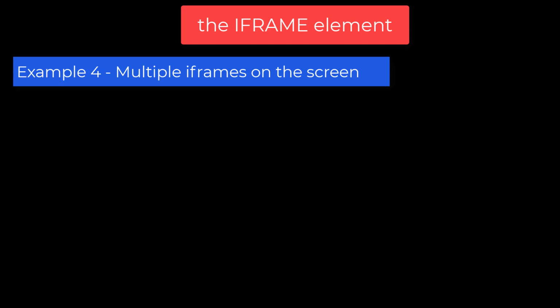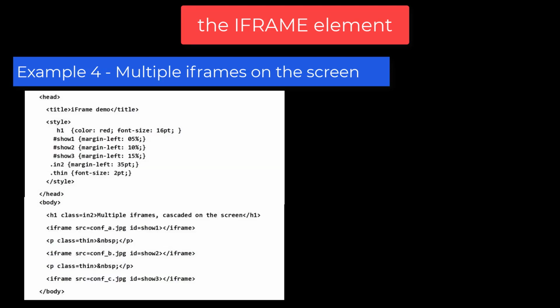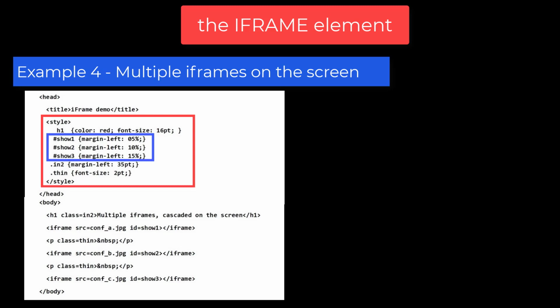Example 4. Multiple iframes on the screen. Here's a simple example of how to display multiple iframes on a screen. Really very basic and simple. Head, title, style. Notice the show 1, show 2, show 3 with the hashtag in front of them. That's how you specify style for a particular ID.